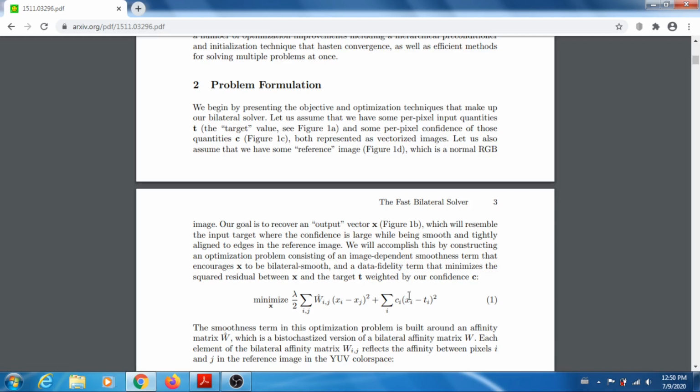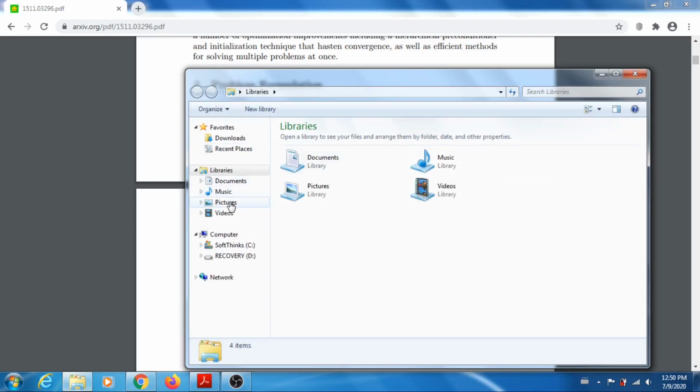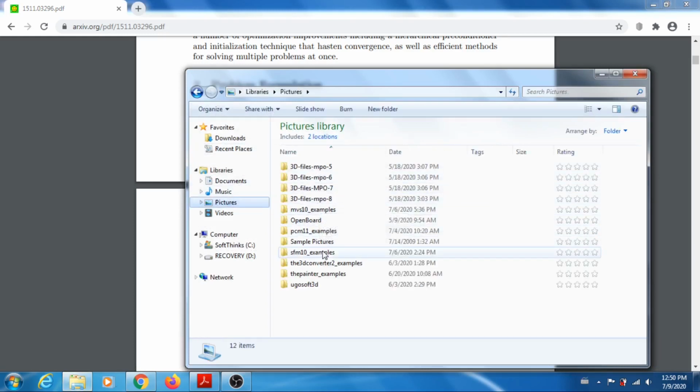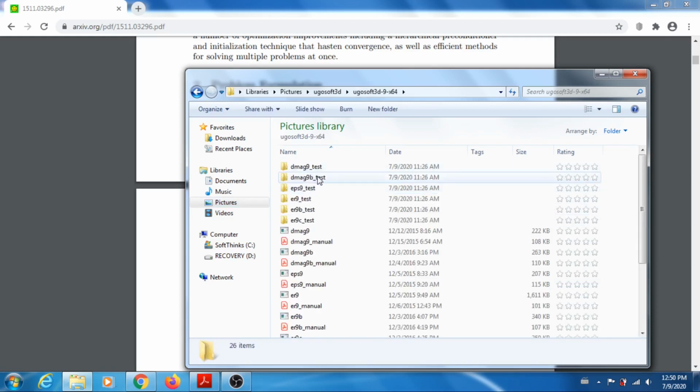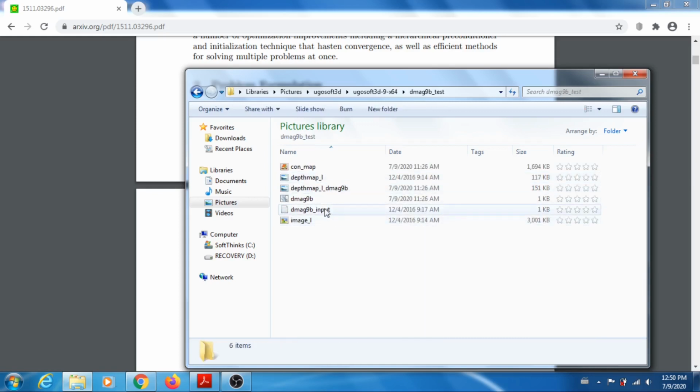So what happens is that DMAG9b computes a confidence map, which I actually output. I think it's called, hold on, let me go into that extracted archive. So that's DMAG9b underscore test. So it's called con underscore map. Yeah, it's a TIFF file. So I don't know why I put TIFF file, but okay, that's a TIFF file.